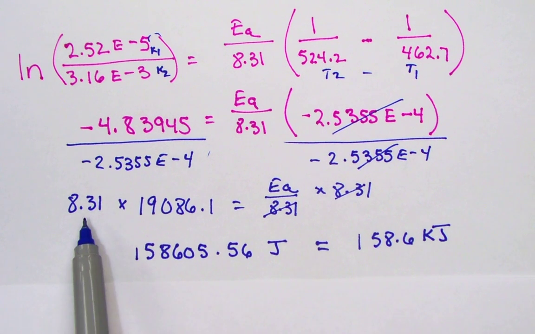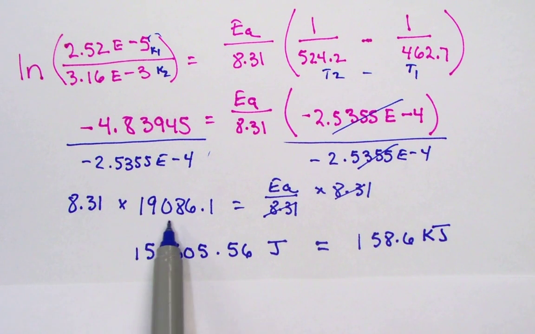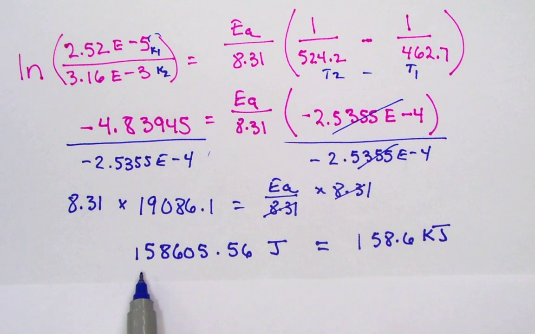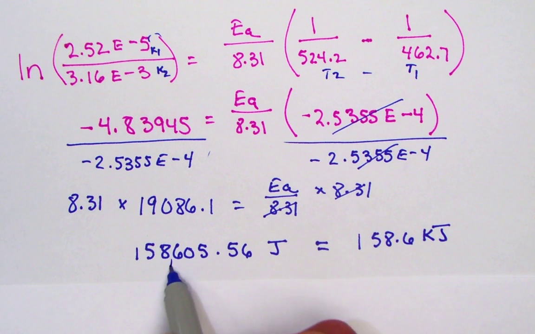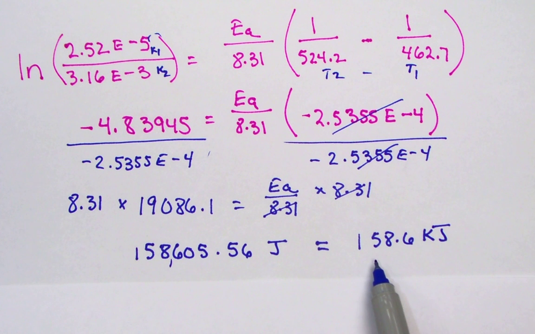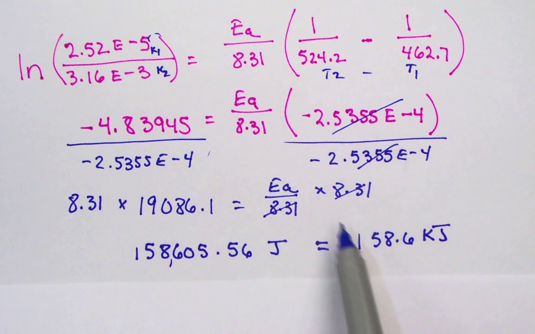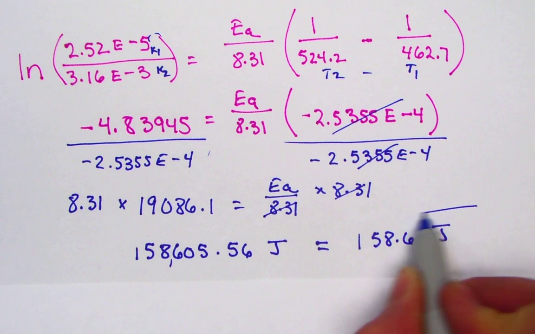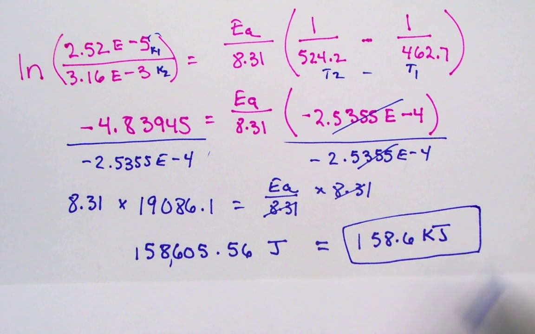When I hit the R constant times 19086.1, my calculator read 158,605 joules, a very large number. So then I just converted that to kilojoules by dividing by 1,000. Our activation energy, our target variable, Ea, once solved for, came out to be 158.6 kilojoules of energy.